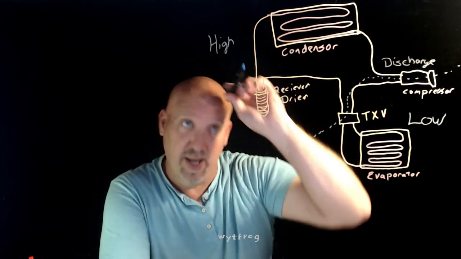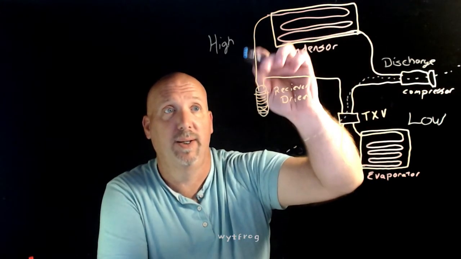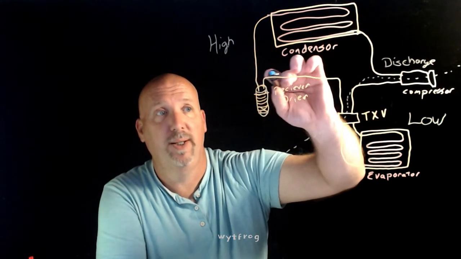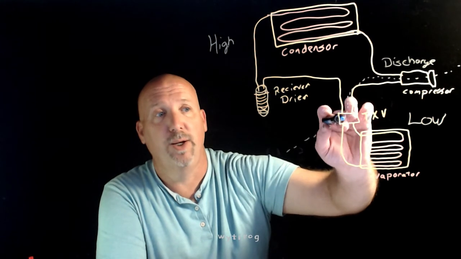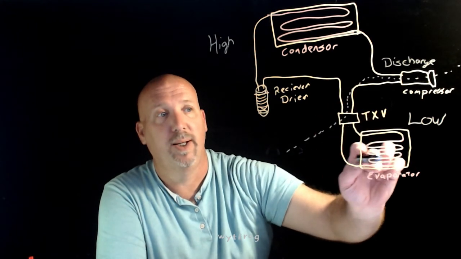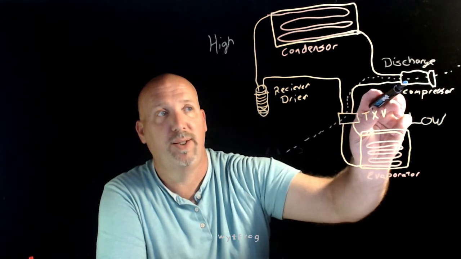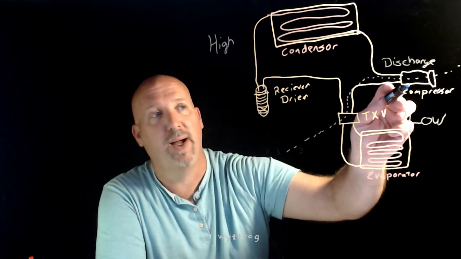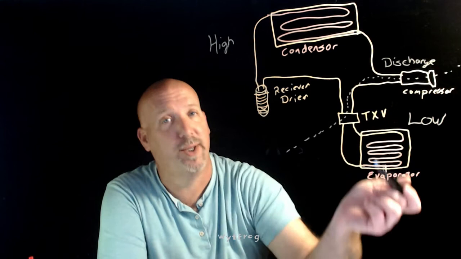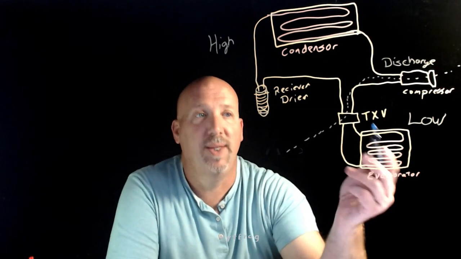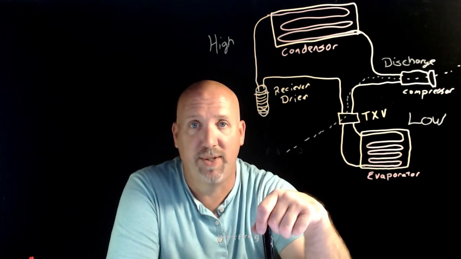You can have high side, because remember, this is all high pressure. Through here, we're high pressure vapor, high pressure liquid to low pressure liquid. Low pressure vapor comes out and comes in the compressor. The compressor boosts the pressure up to a high pressure vapor, because you can't compress a liquid, and the cycle starts over and over again. This is a TXV system, a thermal expansion valve type system.